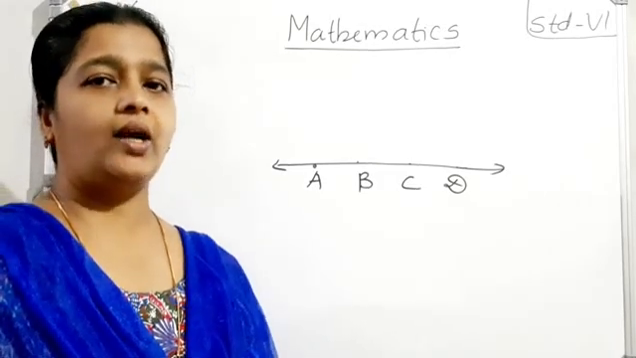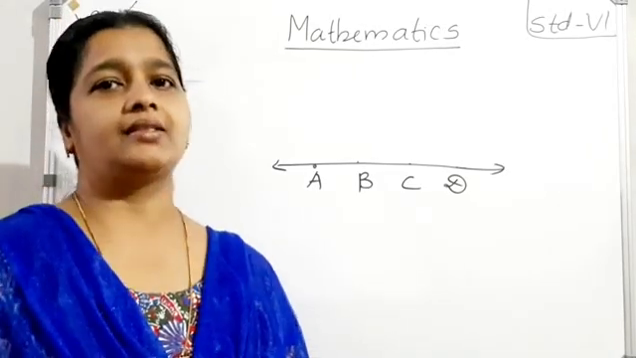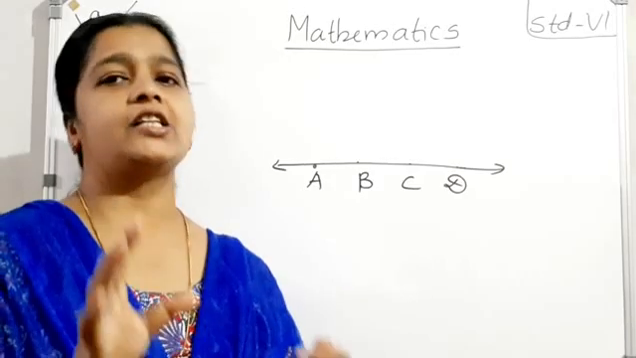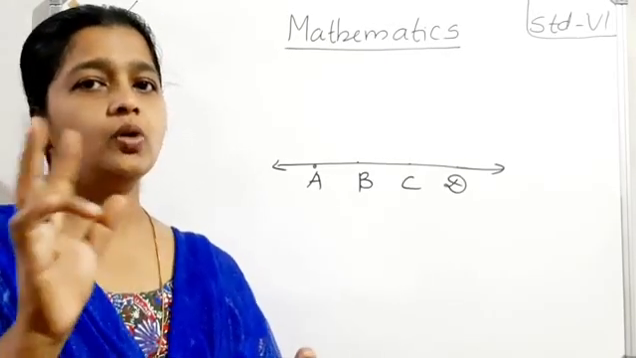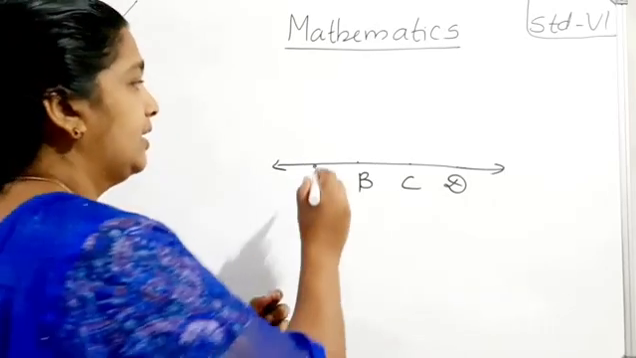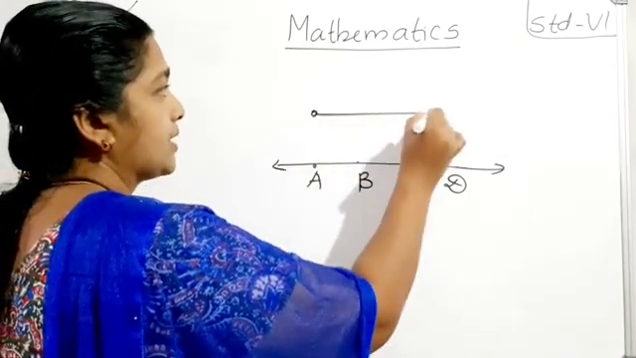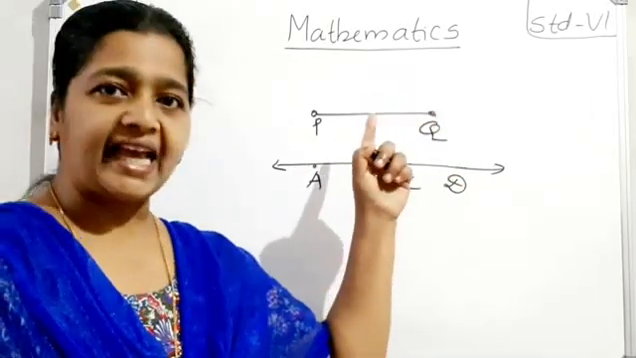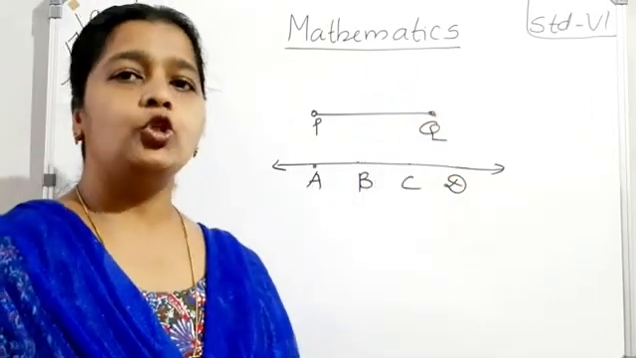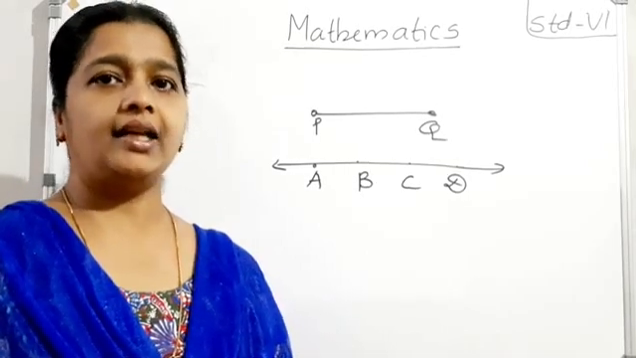Next one. What is a line segment? A line segment means the distance between any two points. That is the distance between any two points. P, Q. So this is line segment PQ. It has two endpoints. Understand?